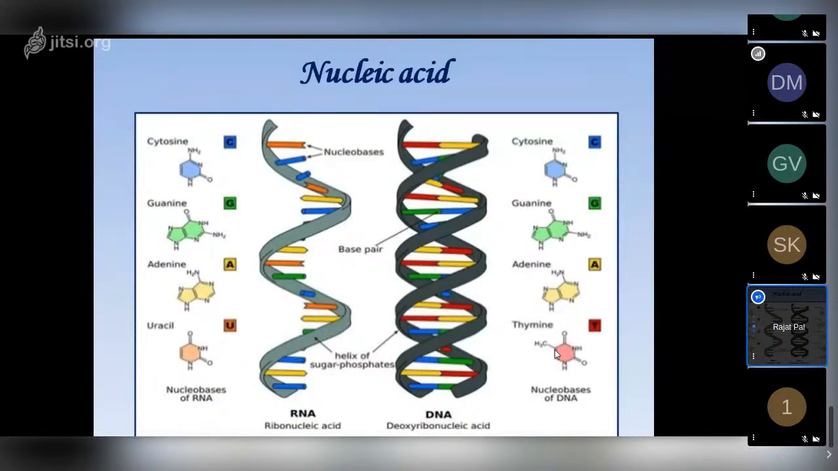So these are the nucleic acid molecules. As I told you earlier, two major types of nucleic acid molecules are there. One is the ribonucleic acid, the other one is the deoxyribonucleic acid. Ribonucleic acids are the RNA molecules, and deoxyribonucleic acids are the DNA molecules.